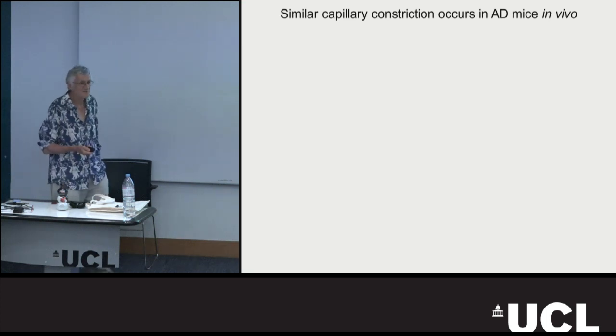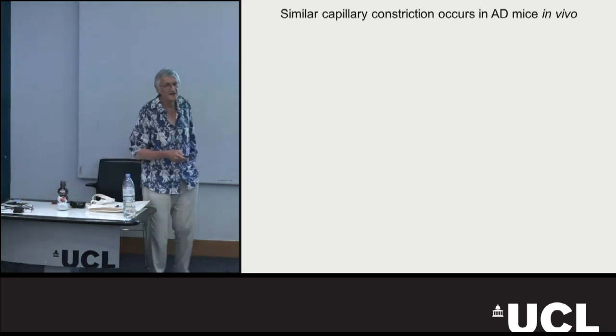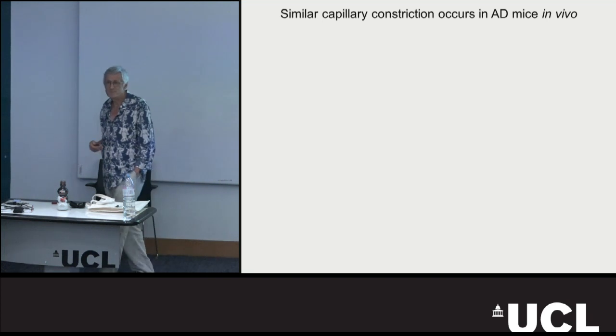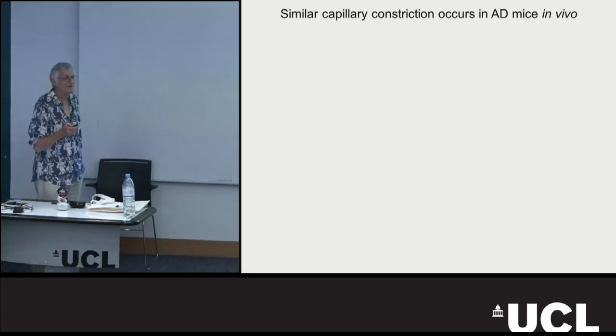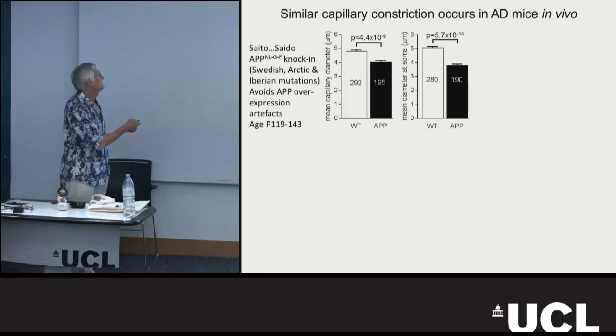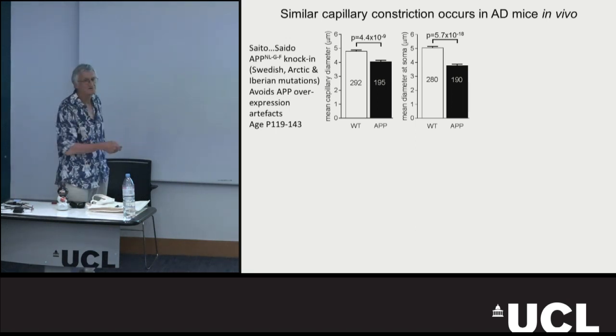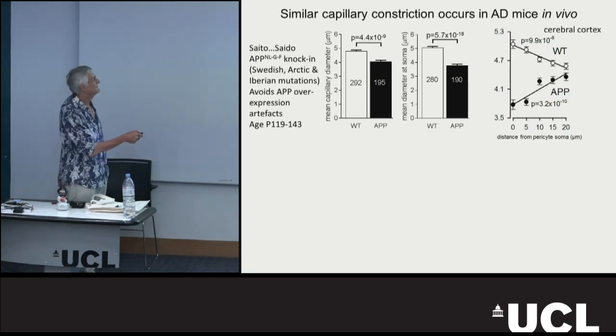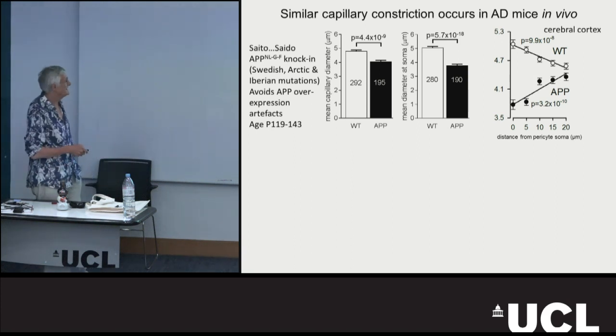So we sent this to a nice journal, and they said, that's all very well, but have you thought about doing it in a mouse? So we hadn't. So we did, and it's the same. So this is, again, the APP-NLGF mouse. The mean diameter goes down, the decrease is larger at the soma, and again you get this nice profile of larger at the soma in the wild type, smaller at the soma in the AD mouse.